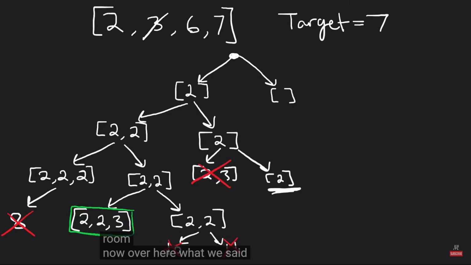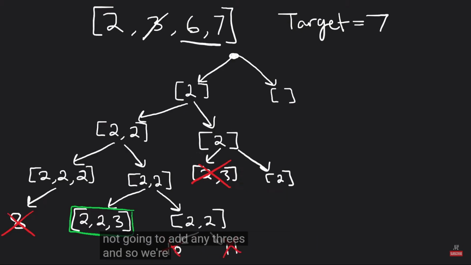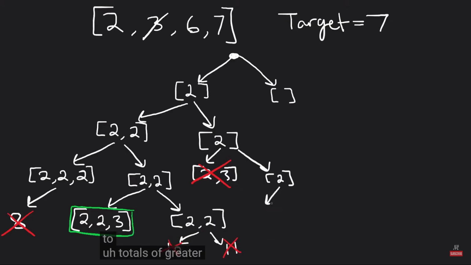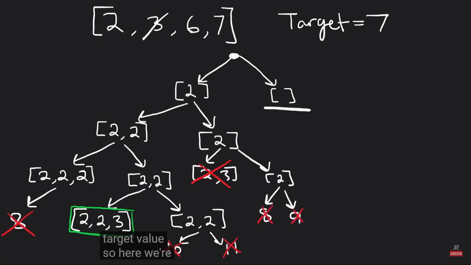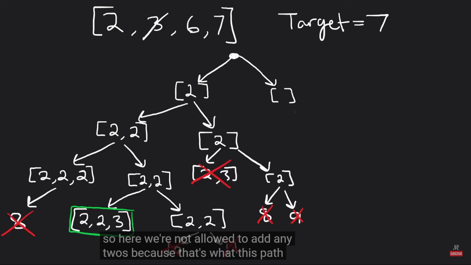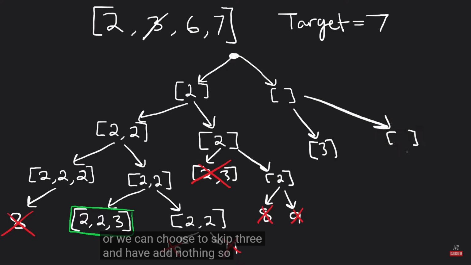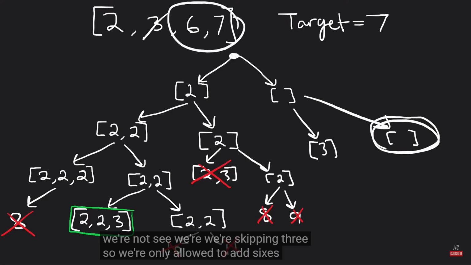Now over here, what we said is we skipped 2, and since this path includes the one where we added a 3, here we're not going to add any 3s, and so we're only allowed to choose 6 and 7. That's going to lead to totals of either 8 or 9. Those are both greater than our target value. So here, we're not allowed to add any 2s because that's what this path was. So we can add a 3, or we can choose to skip 3 and add nothing. So here, since we're skipping 3, we're only allowed to add 6s or 7s.